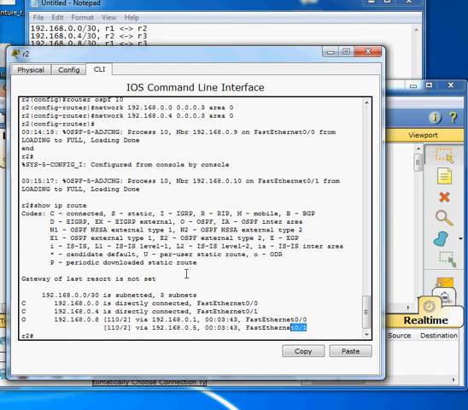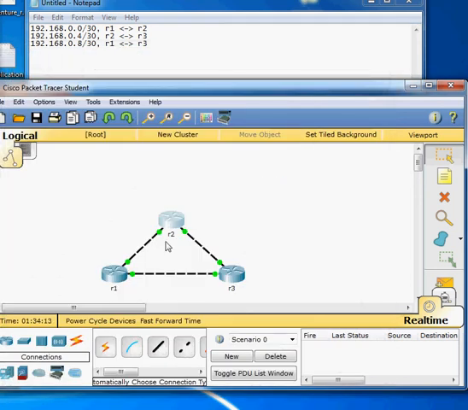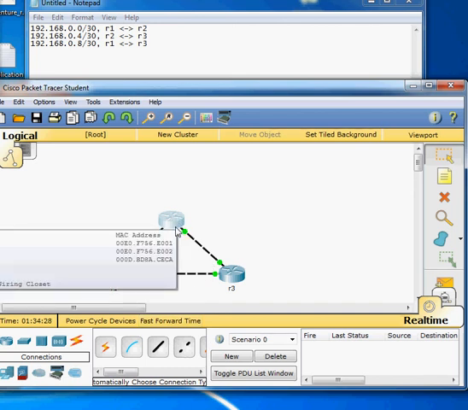And I'll see the same thing on router 1. I'll see two possible exit interfaces for one network. So for instance with router 1, in order to get to this network here, I can go through this network interface, or I can go through this network interface. So it's going to load balance between them. In order for it to prefer one particular route, I'd have to change the cost.